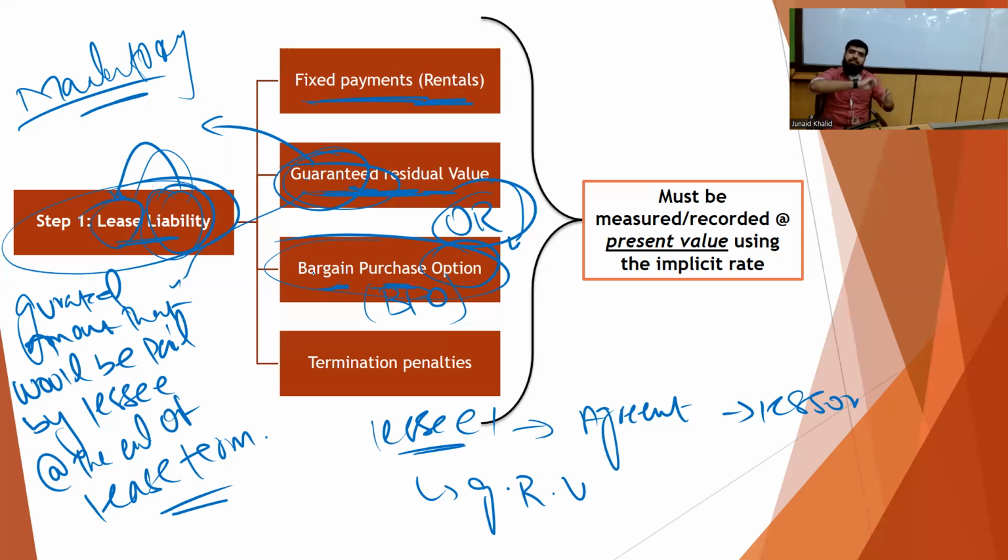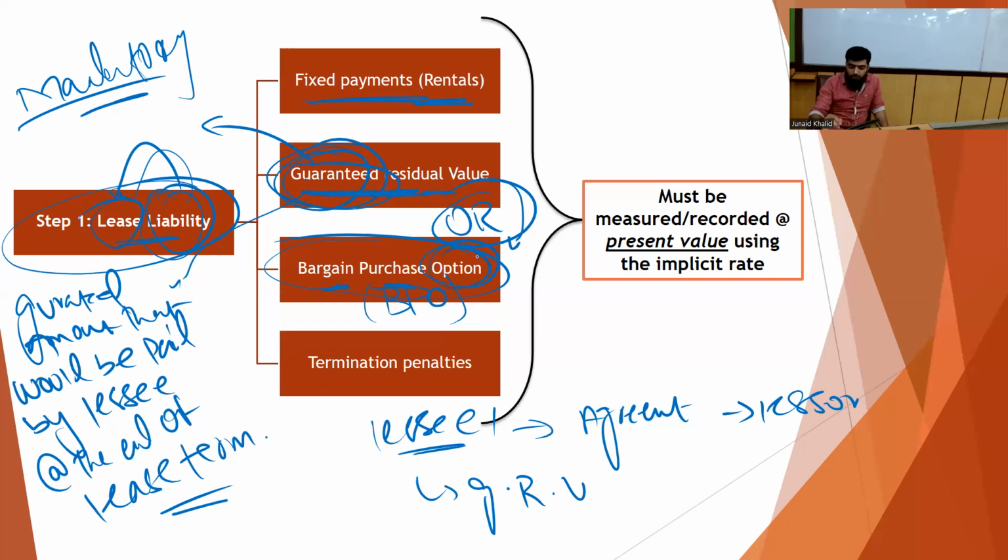And I said earlier that either there will be a guaranteed residual value or the bargain purchase option. In both, at the end of the lease term, the lessee will have to pay the amount to the lessor. But the guaranteed residual value is guaranteed, it's mandatory. In the bargain purchase option, it's optional, it's not compulsory. So either there will be a guaranteed residual value or a bargain purchase option, and at the end of the lease term the lessee has to pay that amount. It means it's a lease liability.